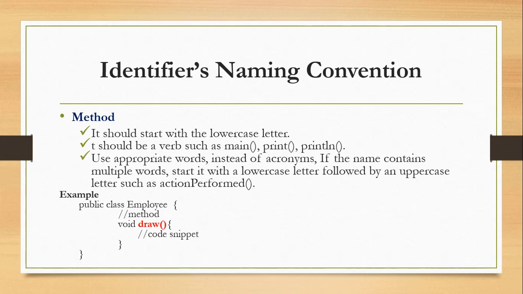In giving identifiers for a method, it should start with a lowercase letter. It should be a verb such as main, print, and println.